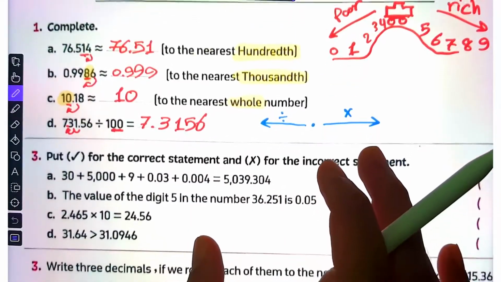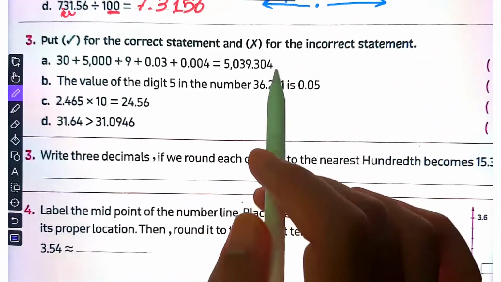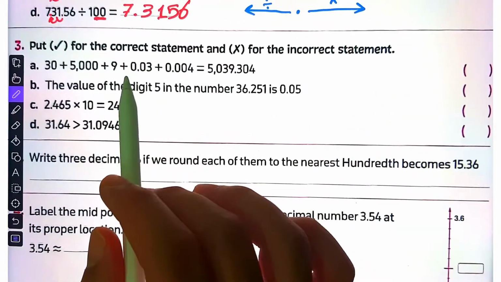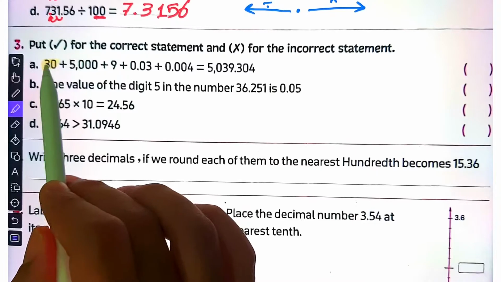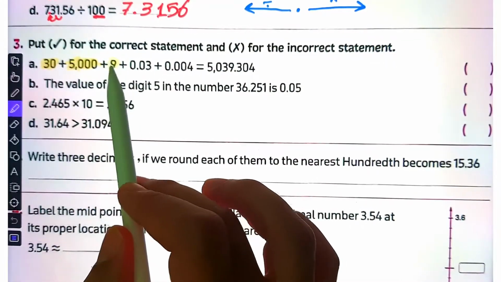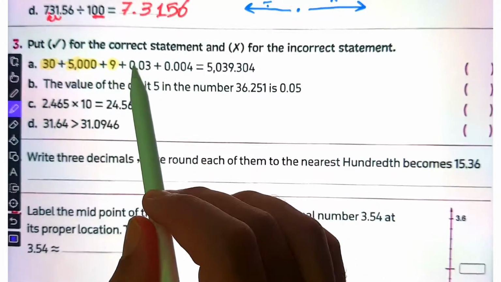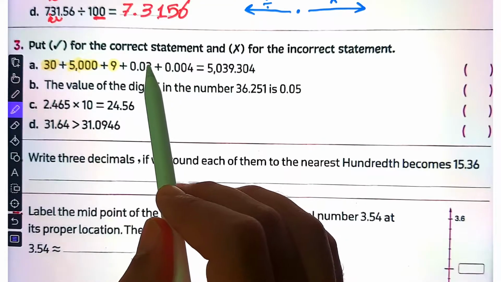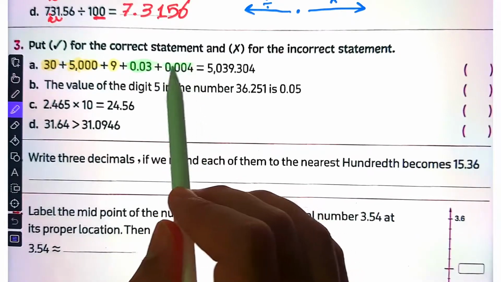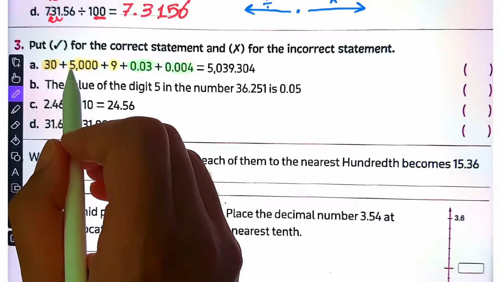Now let's move to question number 3. Put true for the correct statement and false for the incorrect statement. To compose this number, I will take the whole numbers together, this whole also, and add them. And after I finish the whole numbers, I will move to the decimal numbers, which are 0.03, 0.004. Let's add them.